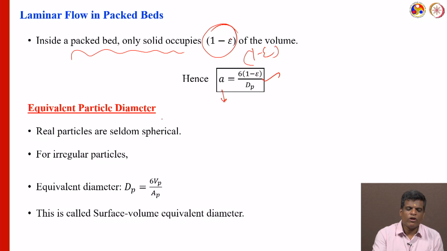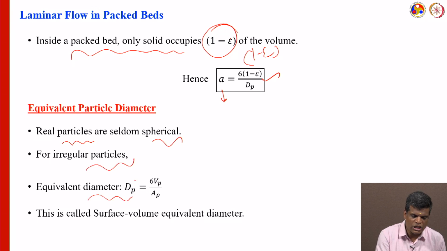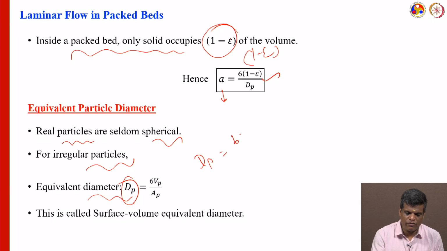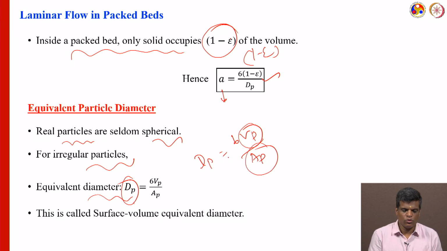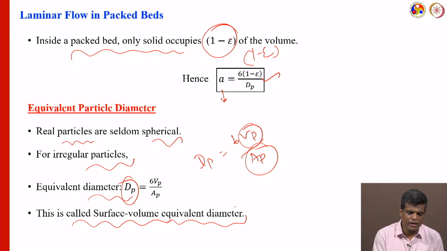So, then what is the equivalent particle diameter? For a real spherical particle it is simply the diameter. For irregular particles, we have to use an equivalent diameter, that is called dp. So dp we can write as 6 Vp by Ap, that is volume by surface area. This is called the surface-volume equivalent diameter: 6 Vp by Ap.